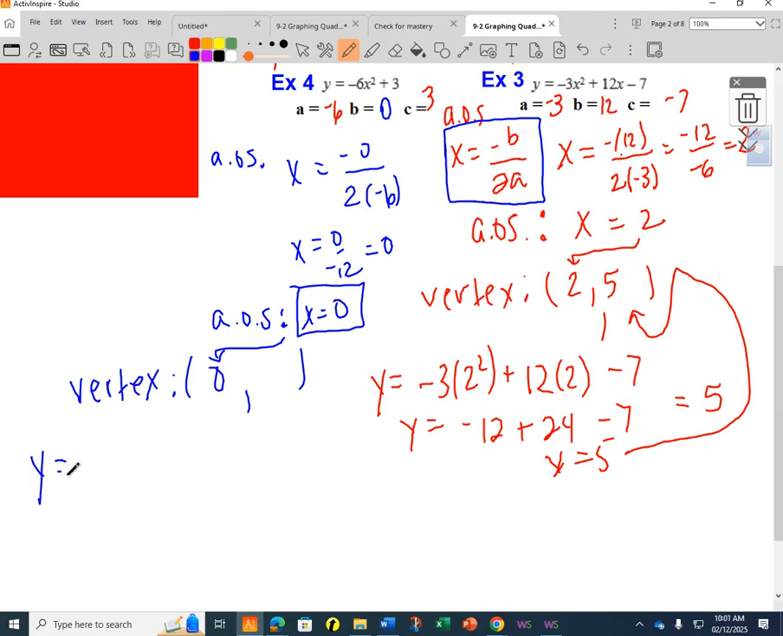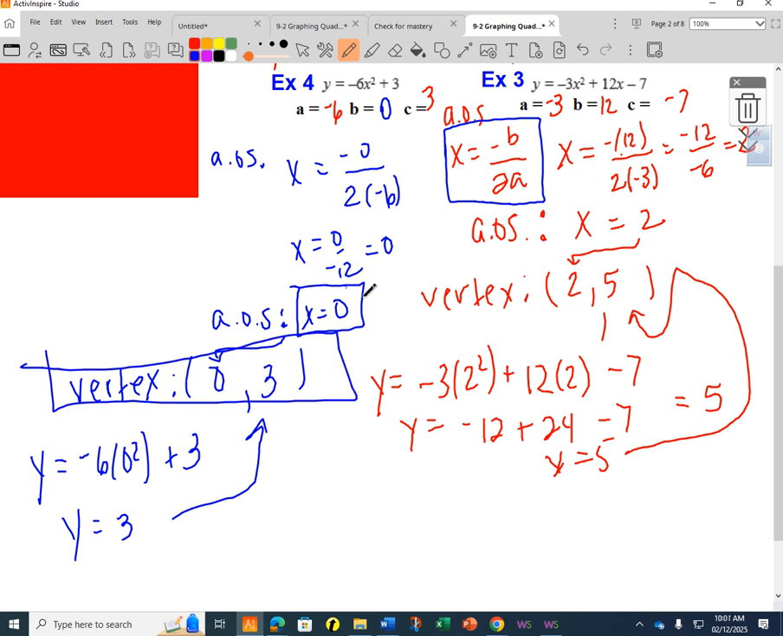So y equals negative 6, not x squared, but this x, which is 0 squared, plus 3. So that's 0 plus 3. So now y is 3. And so that goes here. So the vertex is (0, 3). So those are our answers. Any questions?